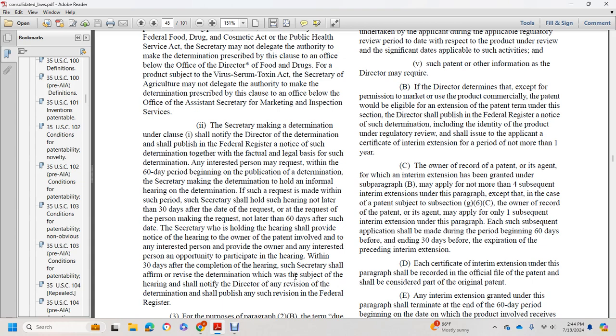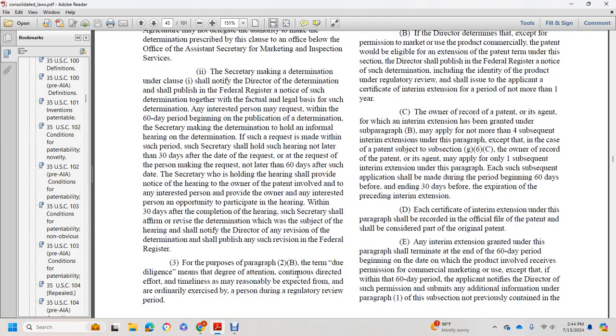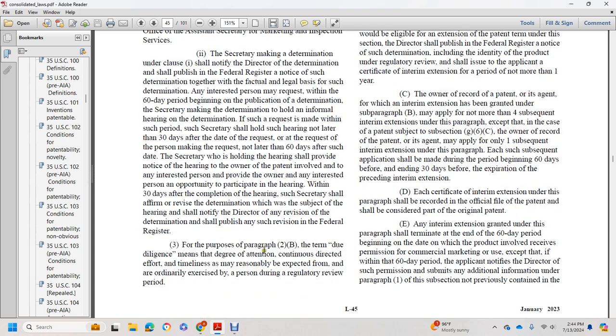The Secretary holding the hearing shall provide notice of the hearing to the owner of the patent involved and to interested persons, and provide them an opportunity to participate in the hearing. Within 30 days of the completion of the hearing, the Secretary shall affirm or revise the determination subject of the hearing, notify the Director, and publish any revision in the Federal Register. For the purpose of paragraph 2D, due diligence means the degree of attention, continuous directed effort, and timeliness that may reasonably be expected from a person during the regulatory review period.